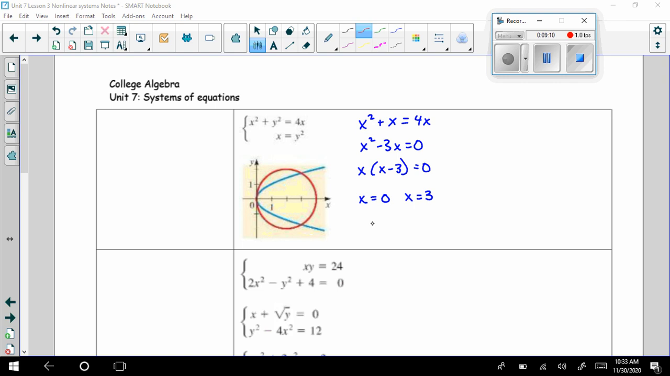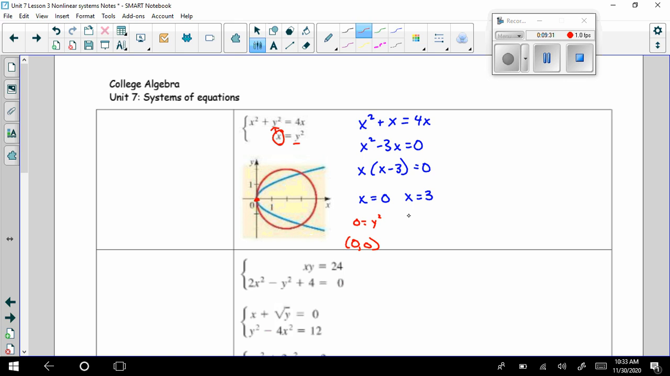Okay, so I substituted. If y squared is equal to x, then I can just take this x and replace the y squared, subtracted over, factored, and solved. So I get 0 and 3. So if 0 is equal to y squared, then that means y is 0. And the point of intersection is right here at 0, 0.